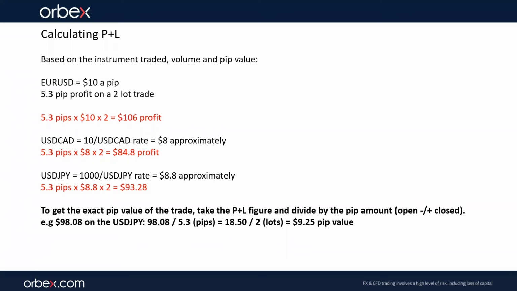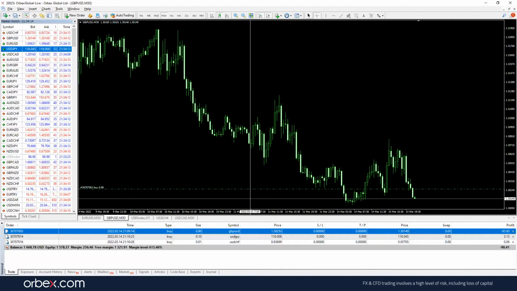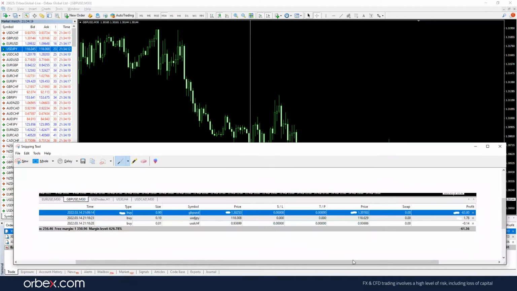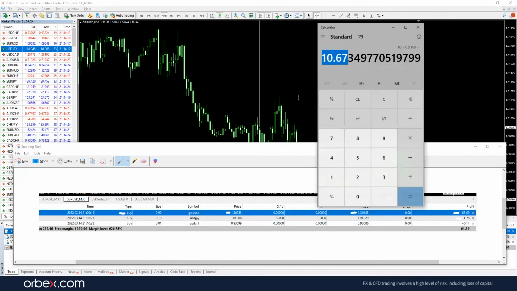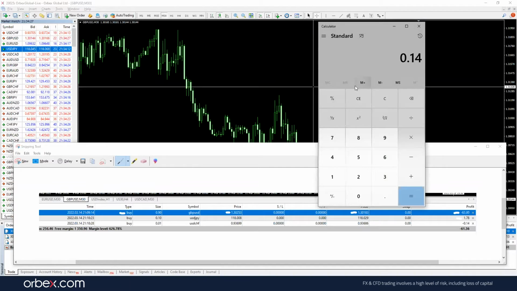So if we go back to our MT4 platform, we can see with this example actually. I'll do it on the dollar Swiss franc trade. So 0.14, and then we divided that by 2.1, which I believe was the pip value that we had for the dollar Swiss trade. And then we divide that by 0.01. I guess it wasn't 2.1 because it would have been a different amount. Let's just double check it now.